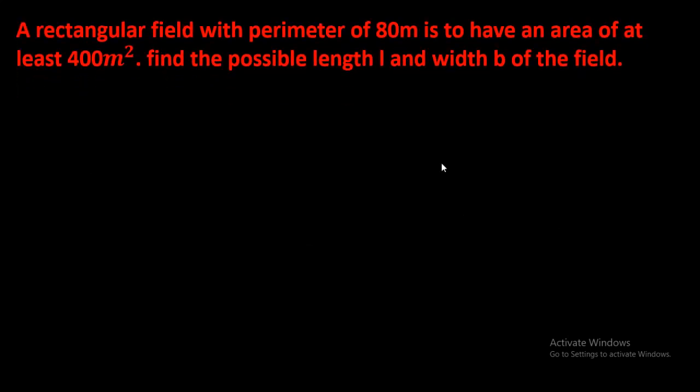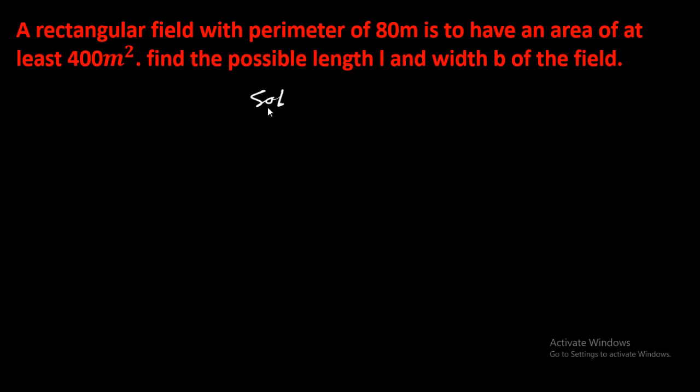So let me quickly move on and look at the next question. A rectangular field with perimeter of 80 is to have an area of at least 400 meters squared. Find the possible length L and the width B of the field.